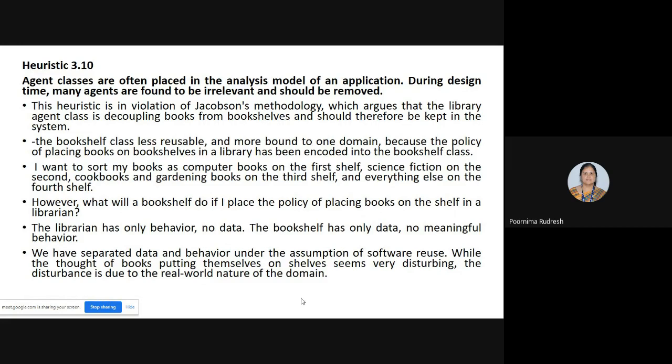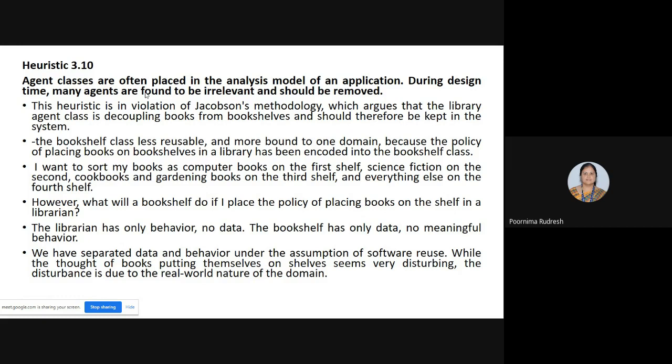We need to identify whether the agent class, that is the librarian, is really required or not. Based on the requirement, we can either remove it, or if it is really required, then we keep it. For example, if you want to keep books category wise, it is not possible only within the bookshelf, and we need the book librarian. But once again, the problem is the librarian has only the behavior, whereas the bookshelf consists of only the data, because we have separated the data and behavior on the bookshelf and the librarian.